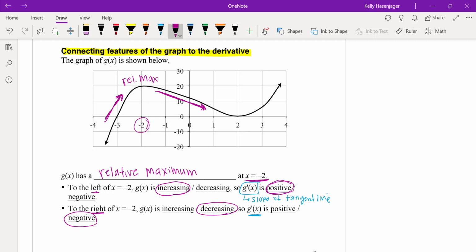So really meshing the idea that the slope of the tangent line is the derivative is going to help us here. So as a recap, we went up, then we went down, and that gave us a maximum. We changed directions from up to down, and that gave us a maximum.